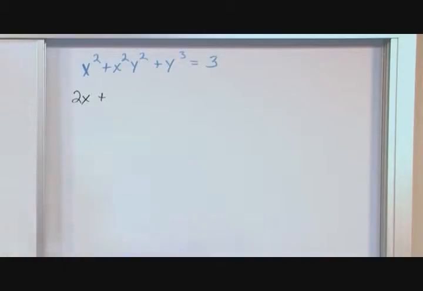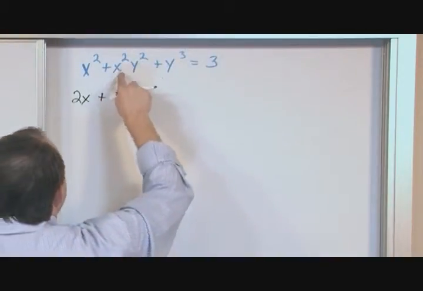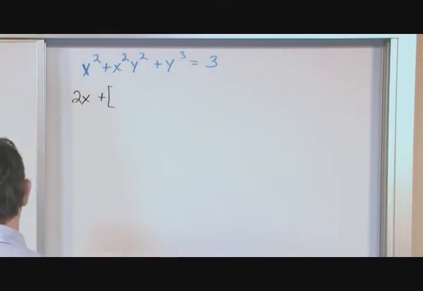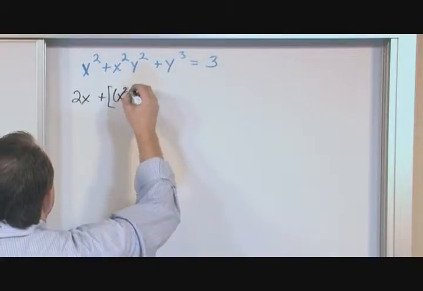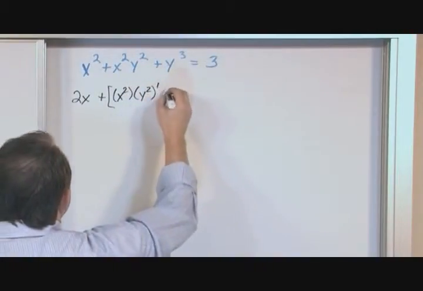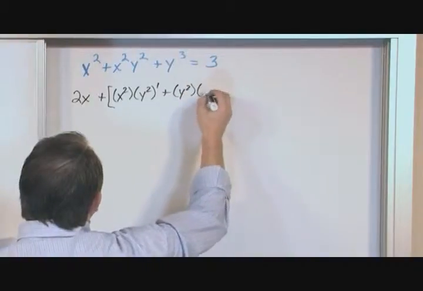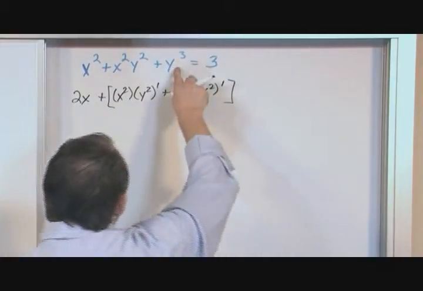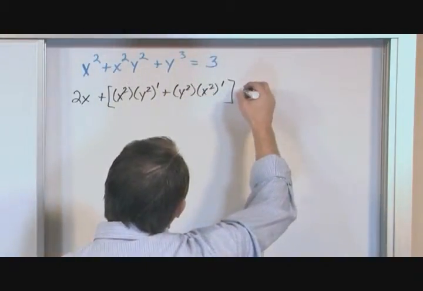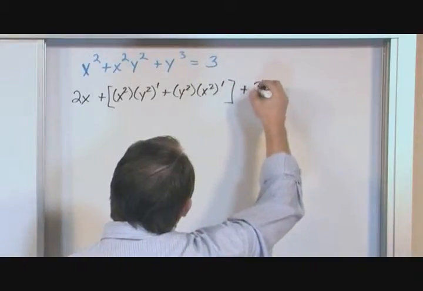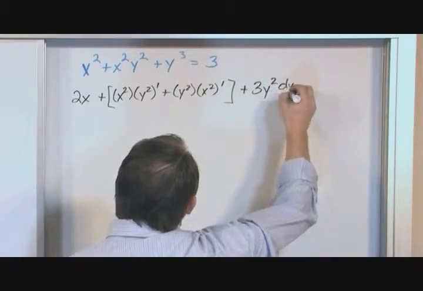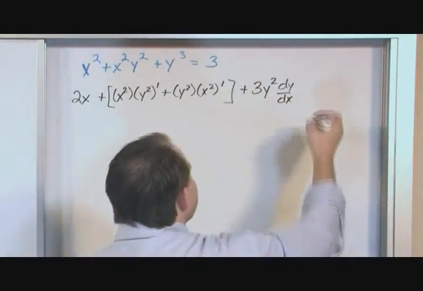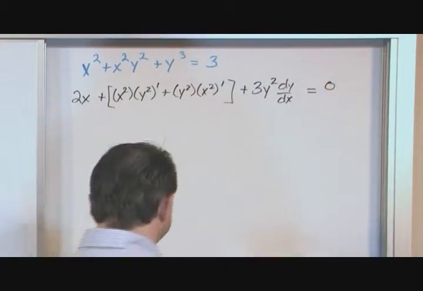Plus, now when we get to this term, we have x squared y squared. This is two functions multiplied together, so we have to use the product rule. It's going to be the first function times the derivative of the second function plus the second function times the derivative of the first function. We'll leave that job for later. And then finally we take the derivative of y to the third power, and we'll have 3y squared times dy/dx. Any time we're dealing with the y's, we just tag a dy/dx after we take the derivative. On the right-hand side, the derivative of 3 is 0.